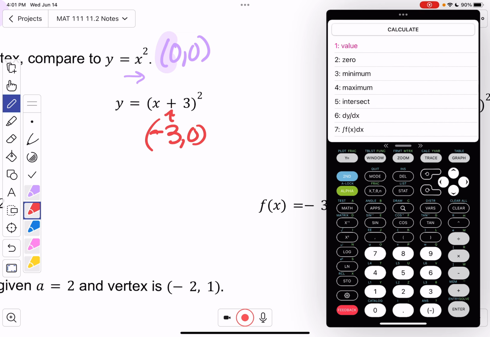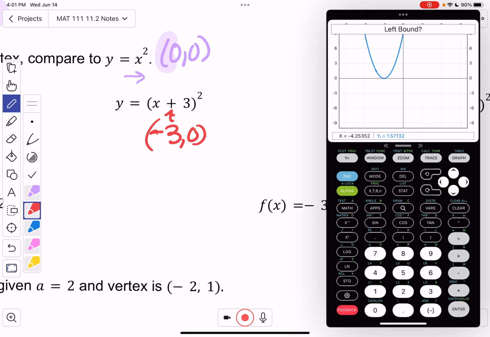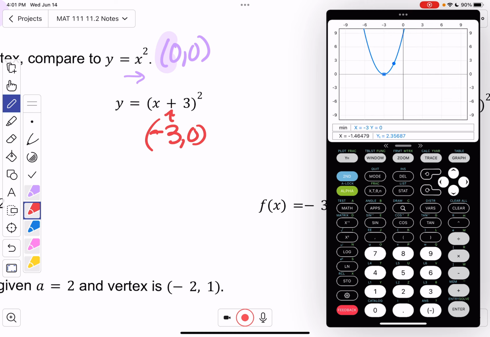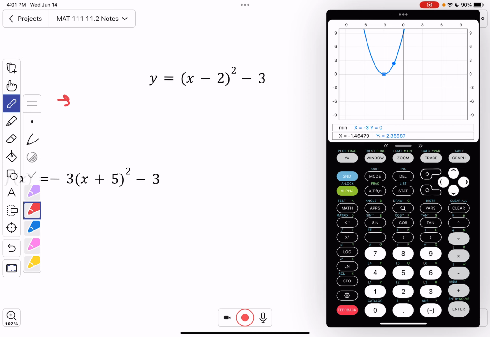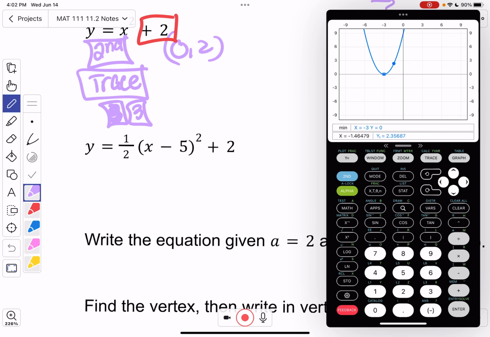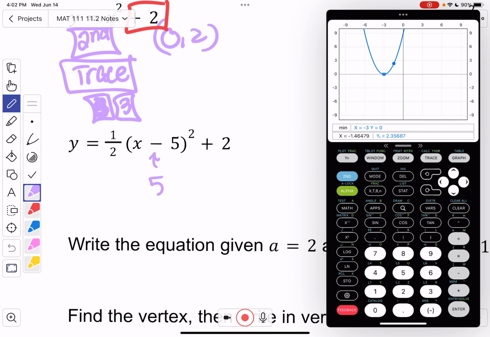Second trace minimum. Somewhere to the left, somewhere to the right, and our minimum is negative 3, 0. If we put those together, the opposite of this is 2 and that's -3. So on the graph, that would be our vertex. Looking at this one, our vertex is going to be the opposite of this, comma 2. So there's our h, k. And then this a is 1/2, so that should make it wider.